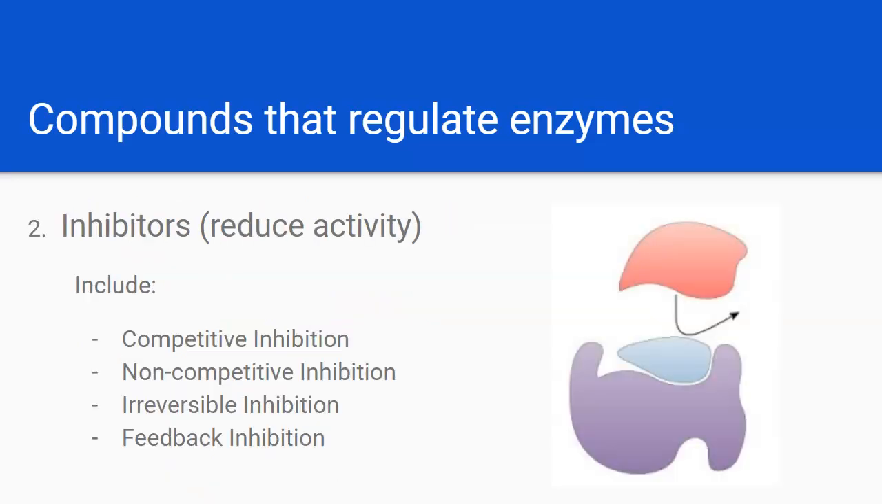On the flip side, we have inhibitors. There are many different kinds, but overall, they reduce the activity or hinder its ability to function. So there are competitive inhibitors, non-competitive inhibitors, irreversible inhibition, which is exactly how it sounds, and then feedback inhibition. I'm going to talk briefly about each one.